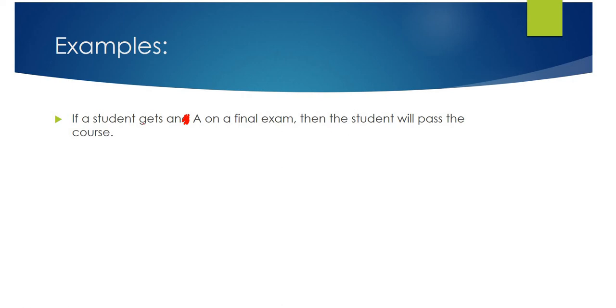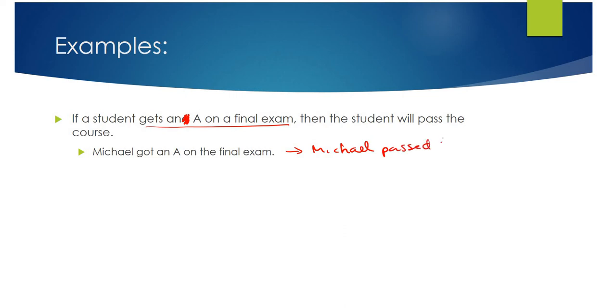All right, now remember, we cannot necessarily say that the converse is true. There are some students that may pass without an A on the final. So keep that in mind. All right, Michael got an A on the final exam. Can we reach a conclusion? Does getting an A on the final exam apply to Michael as well as everybody else? Of course it does. So the conclusion that I can reach here is that Michael passed the course.